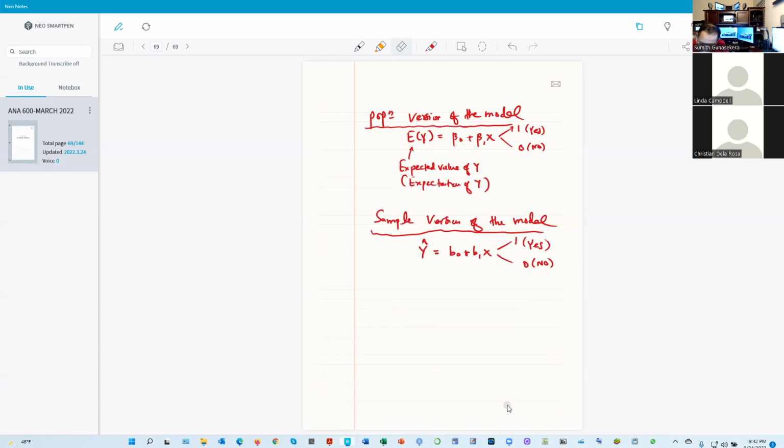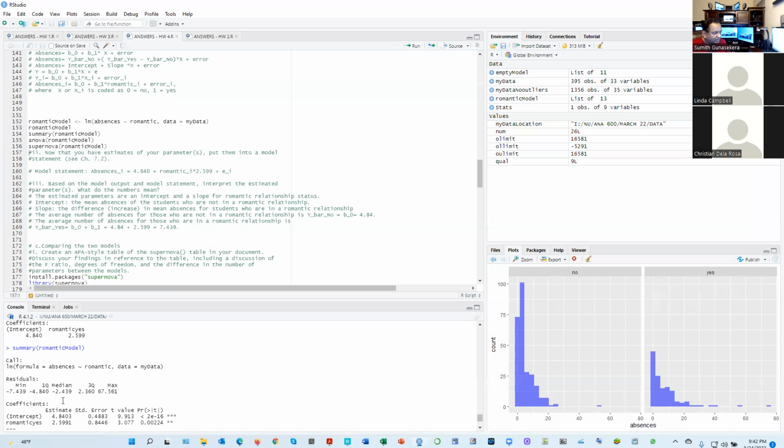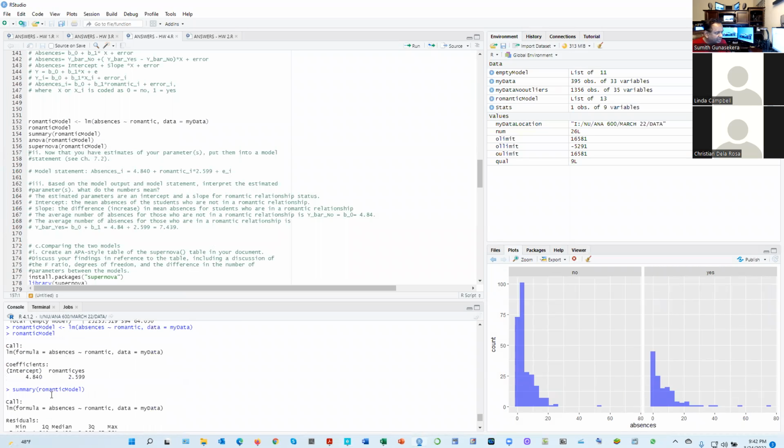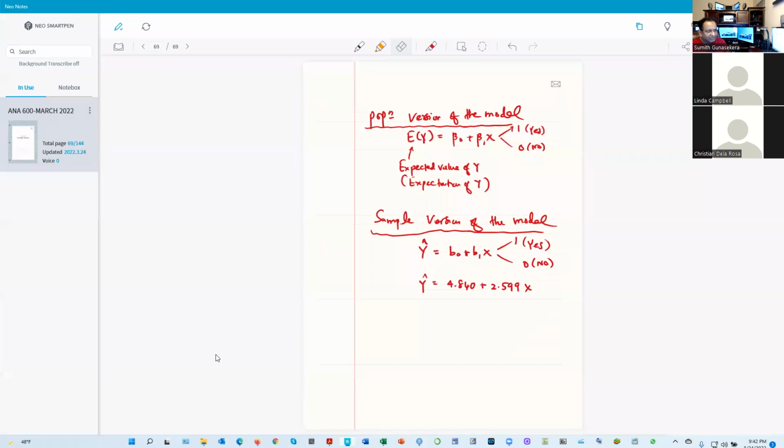So if you write y hat this way, you already have the B naught value. B naught is 4.840, plus B1, 2.599, times 6. That's how you have to write it.